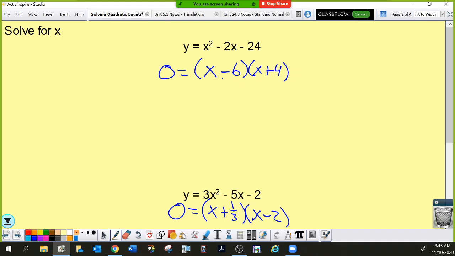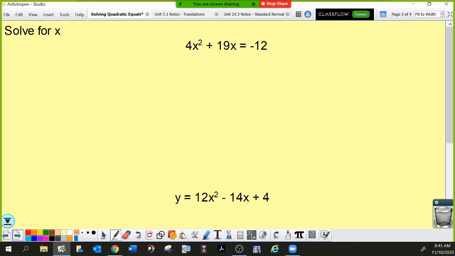I was supposed to have said 0 equals, because that's what it means to be a solution. You find an x-intercept. You're on the x-axis. And when you're on the x-axis, y equals 0. So you actually can't solve by factoring until it equals 0. This first example, then, doesn't equal 0 yet. We can make it equal 0. Add 12 to both sides.